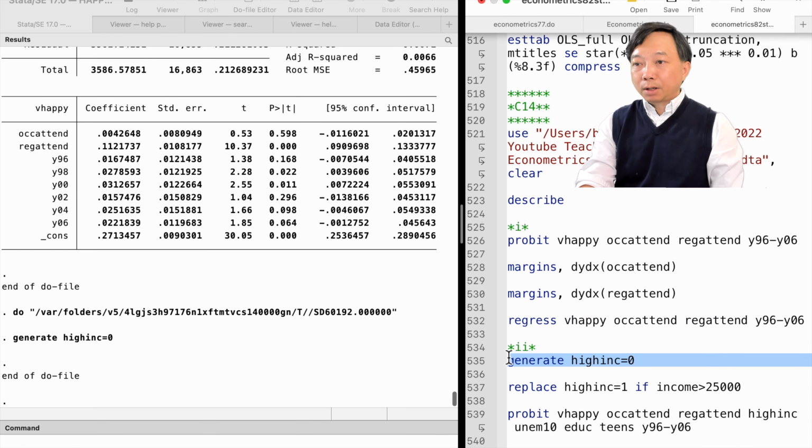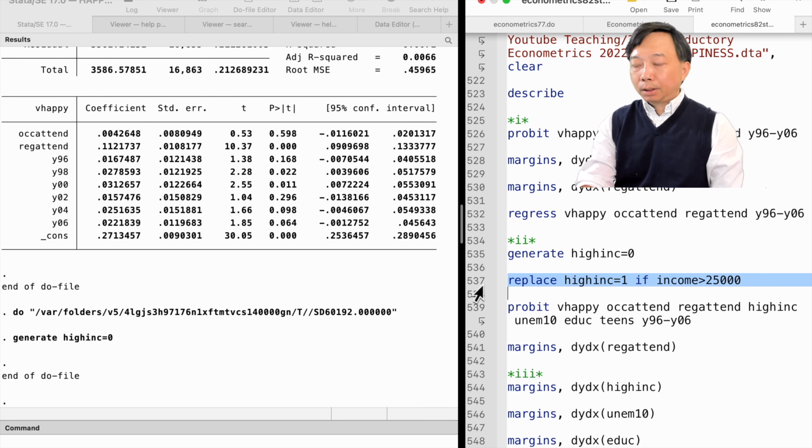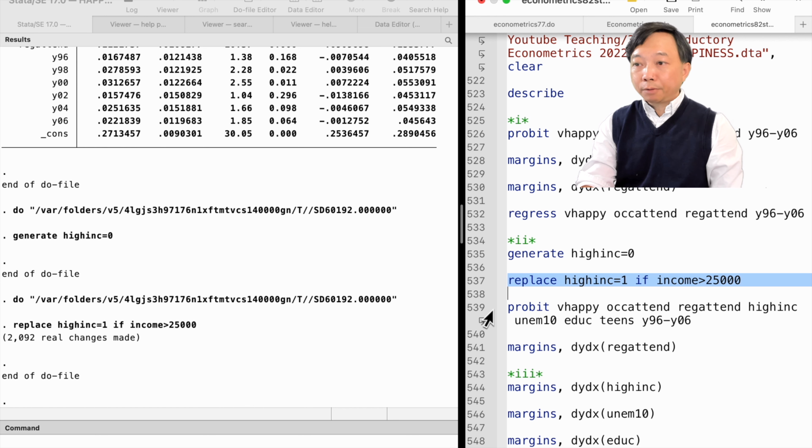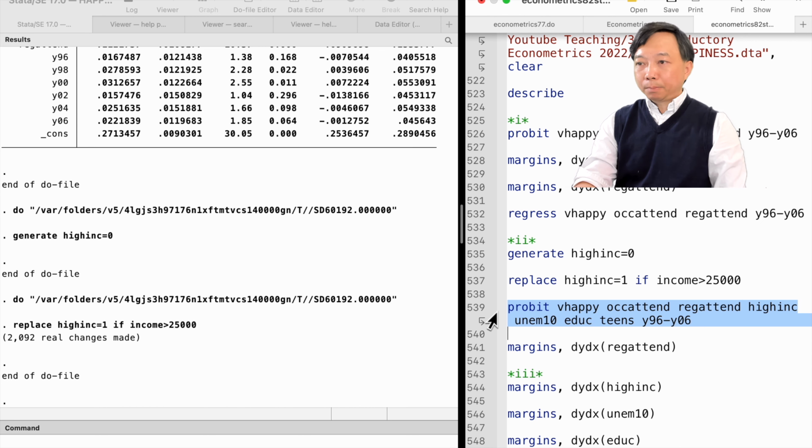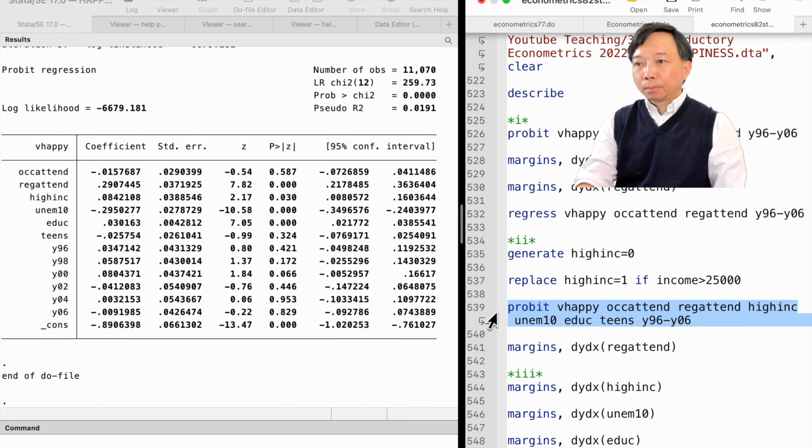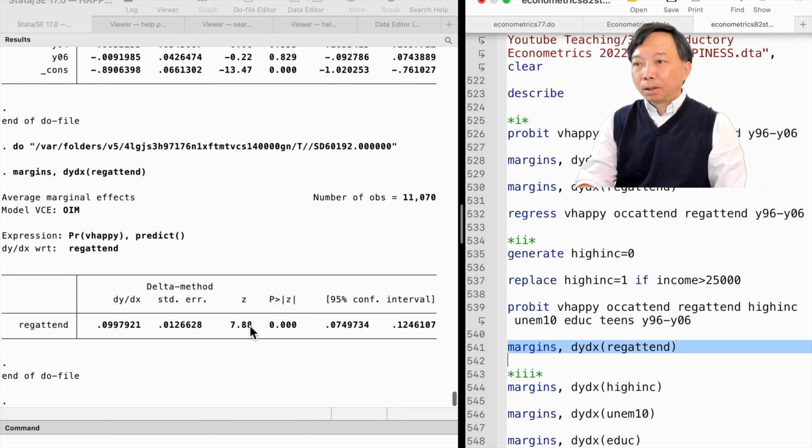We generate a dummy variable, high income. It equals 1 if the family income is greater than $25,000. It's 0 otherwise. We estimate a probit model with the two attendance variables, high income, unemployment, education, and whether having teenagers in the household as explanatory variables. The average partial effect of regular attendance is 0.100. It is statistically significant at the 1% level. The average partial effect drops from 0.107 to 0.100. It does not change much.